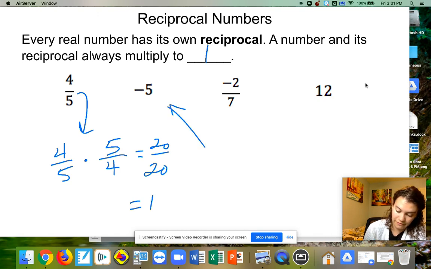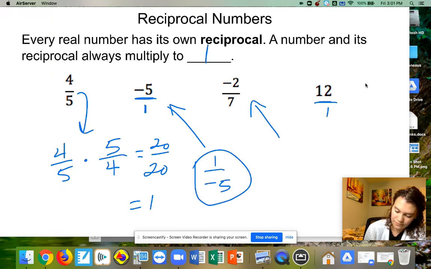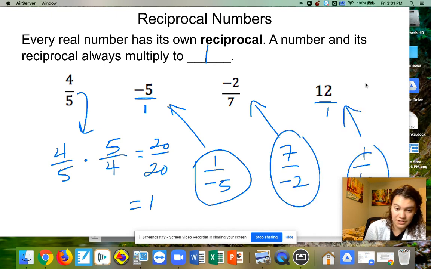The reciprocal of 5 here's a little weird because there's no fraction. Any whole number, just put it over 1. And we'll do the same with this one. And then when you flip it, you'll get 1 over negative 5, and that's your answer. That's when you flip it, 7 over negative 2, flip it, and you get 1 over 12, and that's your reciprocal.